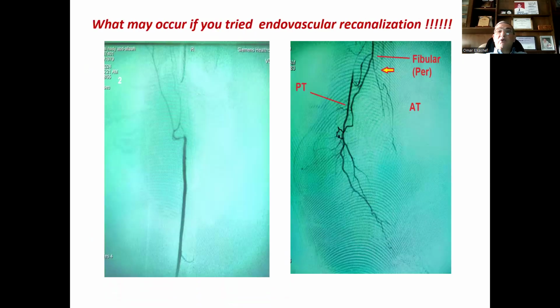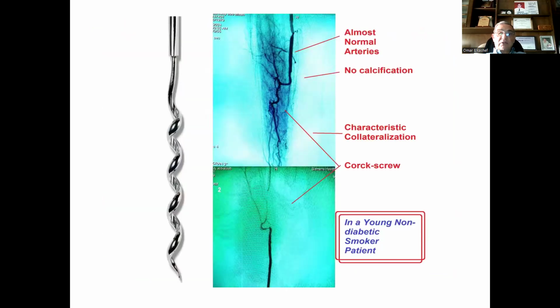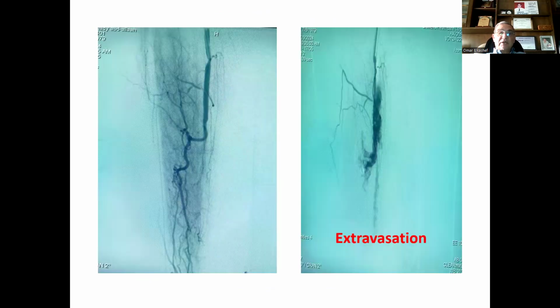So, what may occur if you tried endovascular recanalization in thromboangiitis obliterans or Buerger disease? What may occur? As you see here, this is the distal occlusion, corkscrew appearance in a young non-diabetic smoking patient. This will occur: extravasation will occur, and more occlusion will occur, and the patient will be in a very bad situation.